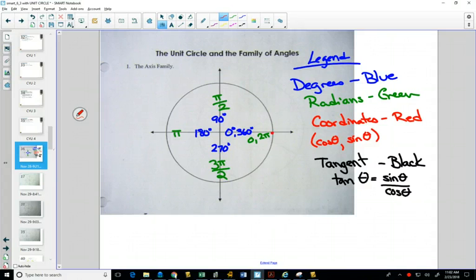For our coordinates, because this is our axes family, we're labeling where the axes intersect the unit circle. And because this is a unit circle with a radius of 1, if this is your origin at 0, 0, does it make sense that this would be the point 1, comma 0? And this would be the point 0, comma 1, negative 1, comma 0, and 0, comma negative 1.